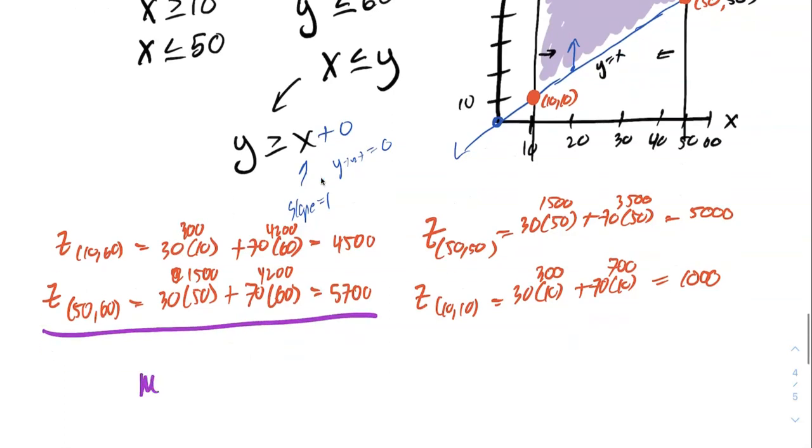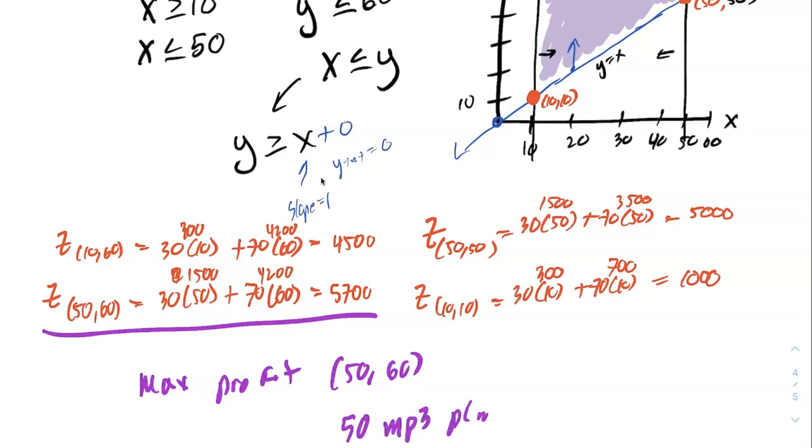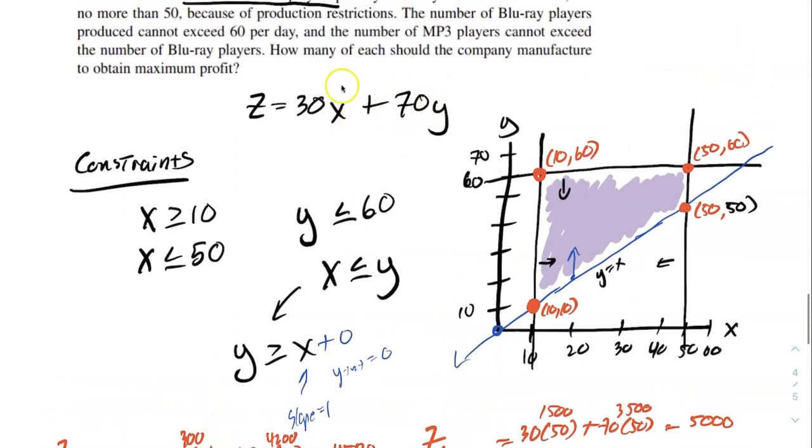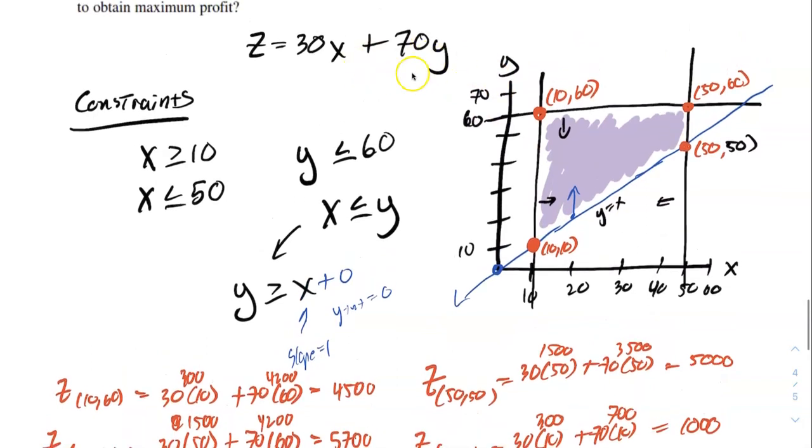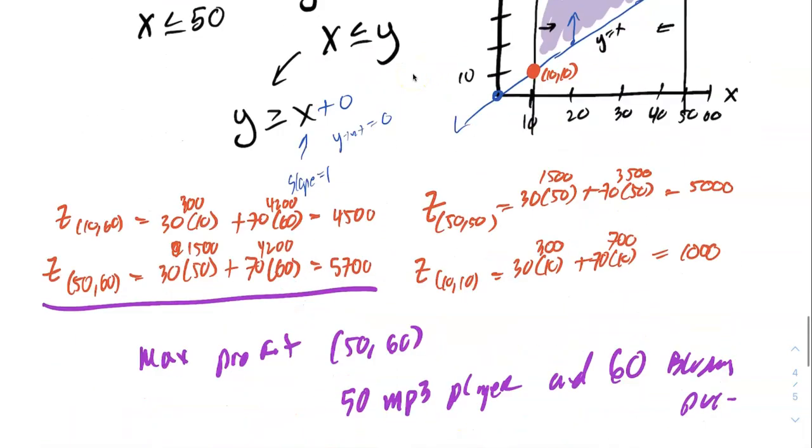So my maximum profit, it's from the point 50, 60, which means I make 50 MP3 players and 60 Blu-ray players. And that's the problem. We're going to do one more to make sure we have this, but that's the general idea. We do an optimization function. We write down our constraints. We graph our constraints, because it's a little section right here. And then once we find the endpoints, corner points, we plug them into our optimizing function to find the max or the min. Okay, let's do one more.